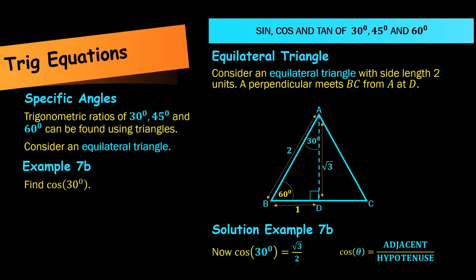This time, we're using the formula cos theta equals adjacent over hypotenuse. And again in our example, we're considering 30 degrees as our angle, as shown. So theta equals 30 degrees. The adjacent is equal to root 3. And of course the hypotenuse is equal to 2. So cos 30 degrees equals root 3 over 2.